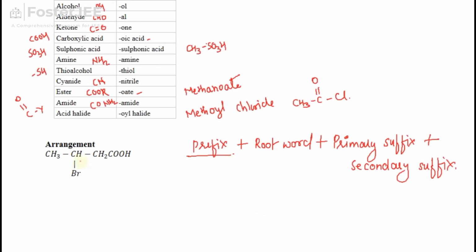Let's understand this by taking this example. Here we can see that the root word for this compound will be but, because 4 carbon atoms are present in this.